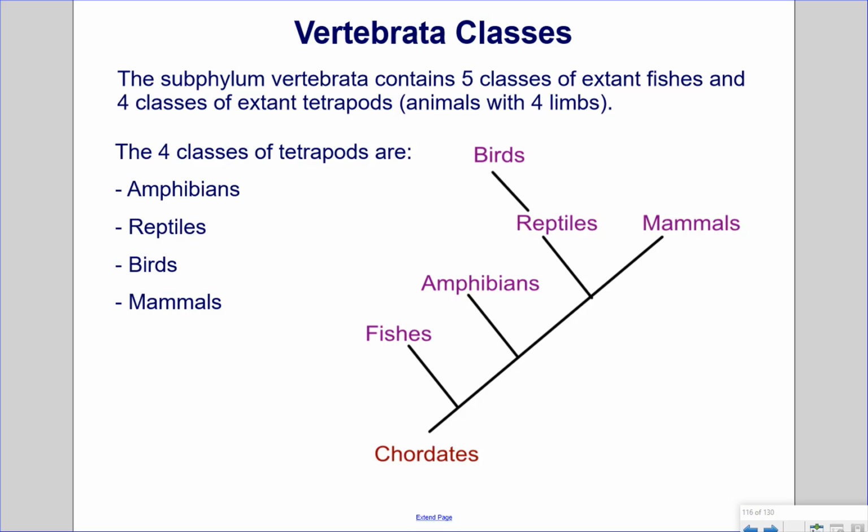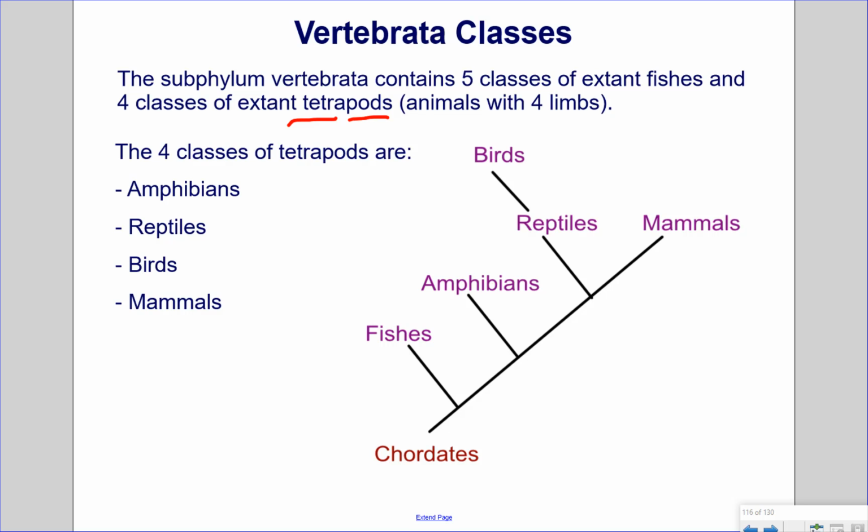Vertebrata classes. The subphylum Vertebrata contains 5 classes of extant fishes and 4 classes of extant tetrapods. These are animals with 4 limbs. Tetra means 4, pods means feet. The 4 classes of tetrapods are amphibians, reptiles, birds, and mammals.